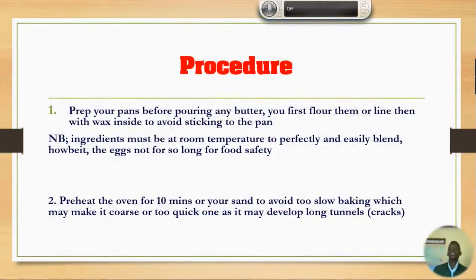The procedure is what we're going on to next. Prepare your pans before pouring any batter. You first flour them or line them with wax paper inside to avoid the cake sticking onto the pan. Ingredients must be at room temperature to blend perfectly and easily with others. Except the eggs, you don't keep those out for so long, for food safety, as they might go bad.